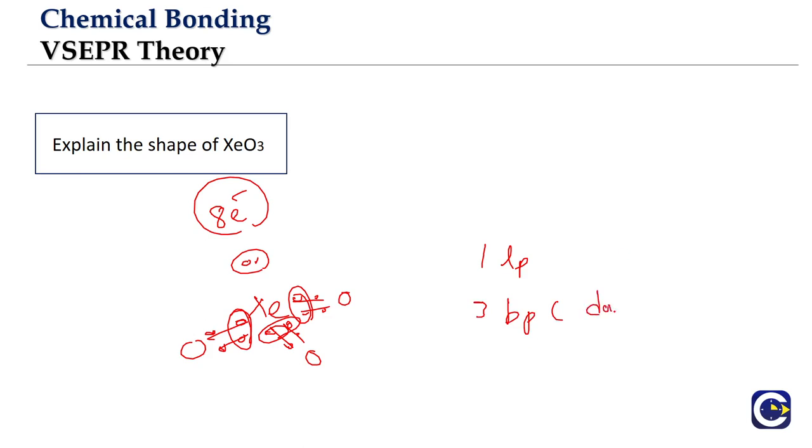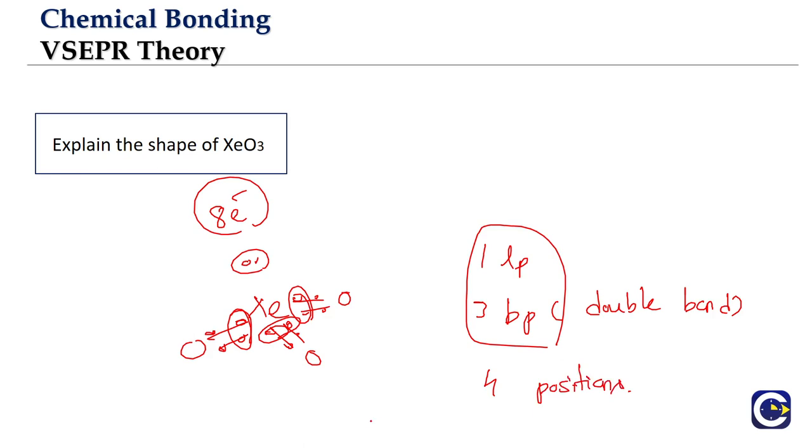Each of them are bond pairs corresponding to the double bond. That we need to keep in mind, because a double bond means we are not going to give them different positions. Double bond, right? The bond pair of electrons will be counted only as 1. So totally we are having 4 positions to be taken. Means what will be the arrangement? It is tetrahedral arrangement.